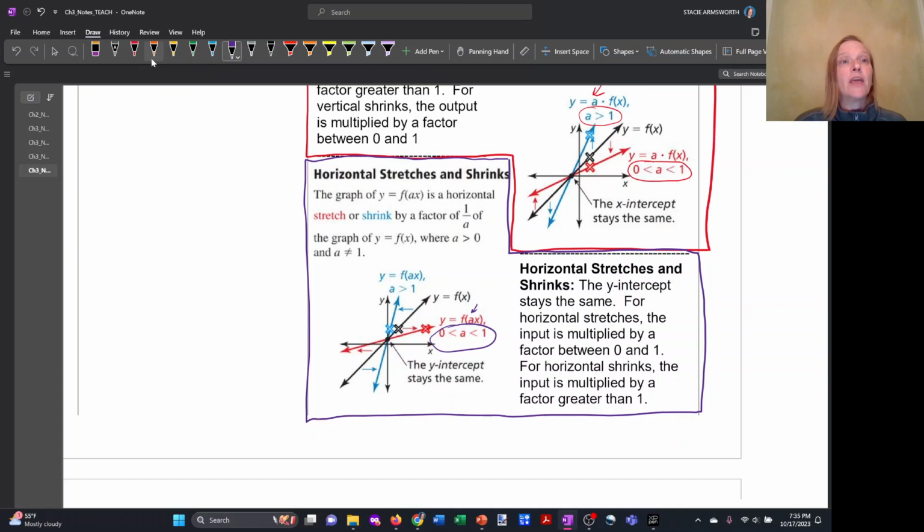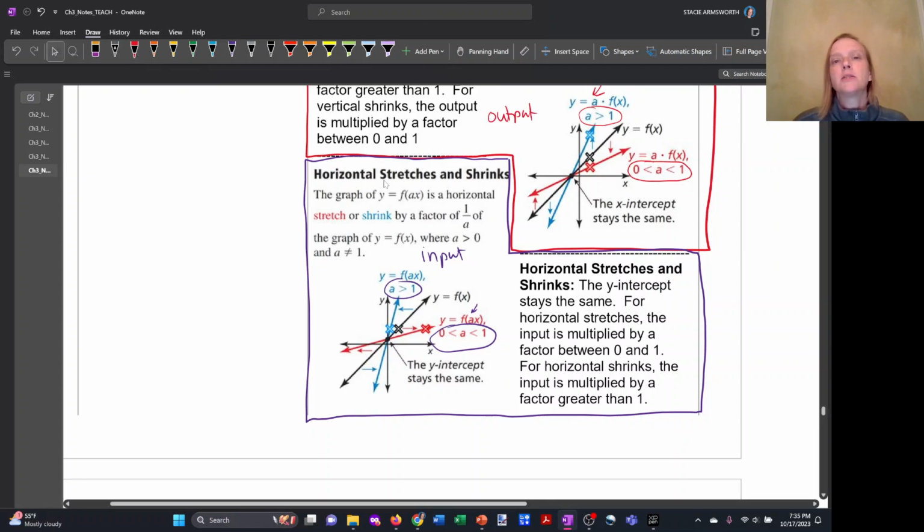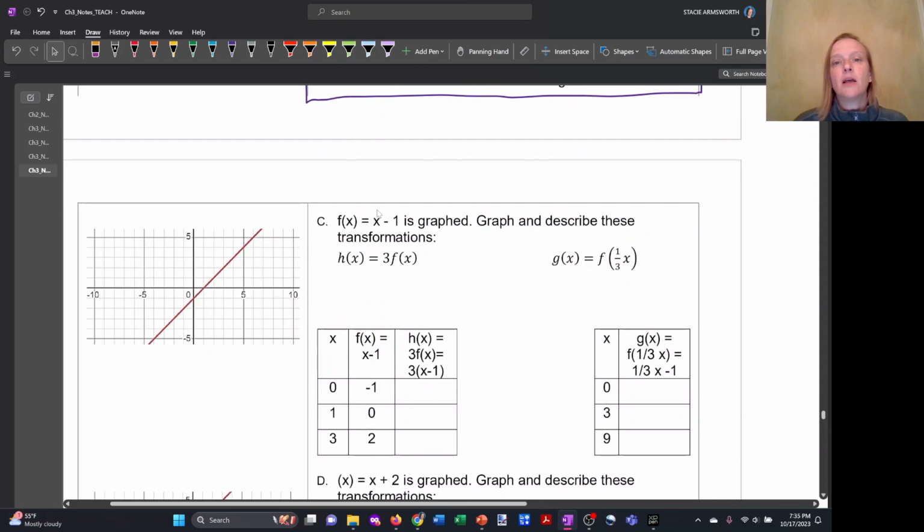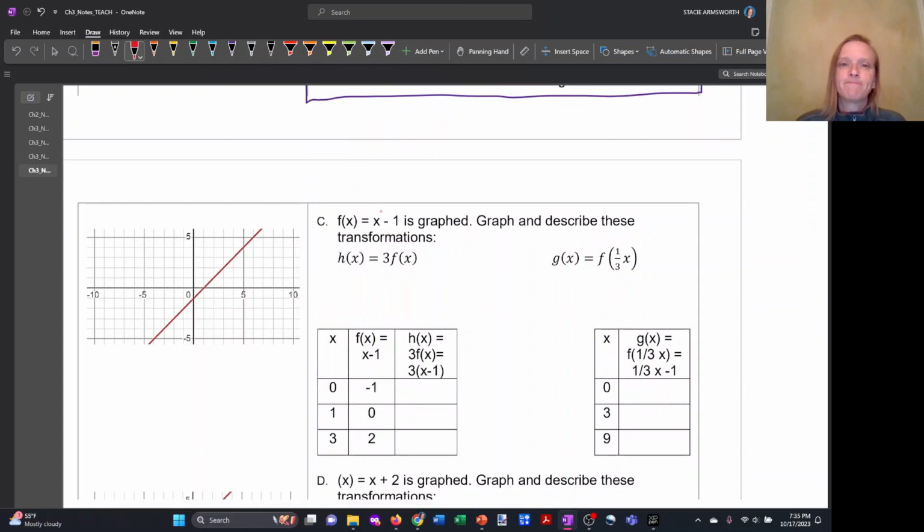On the other hand, if you want a horizontal shrink, if you want to compress in the horizontal direction, you are going to use a multiplication factor that's greater than 1. So once again, in a horizontal stretch and shrink, we are affecting the input values. And with a vertical stretch or vertical shrink, we're affecting the output values. So let's do a couple of examples of these.